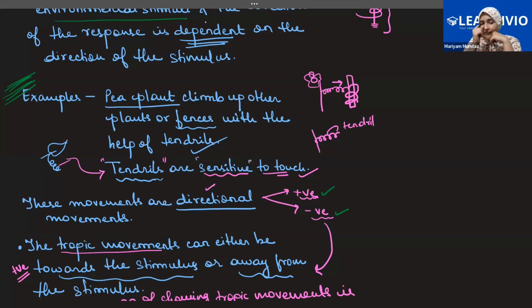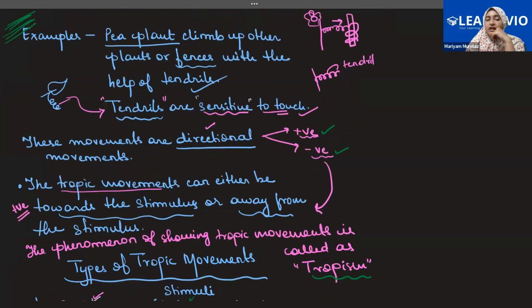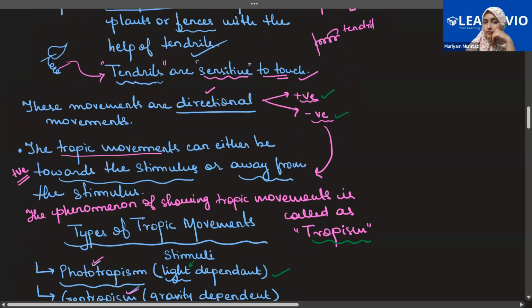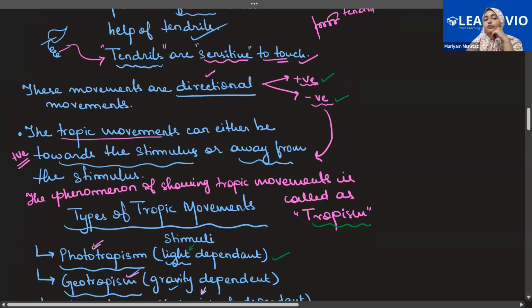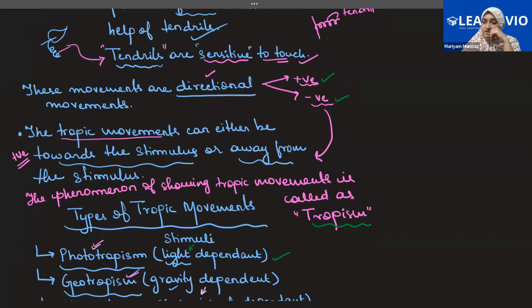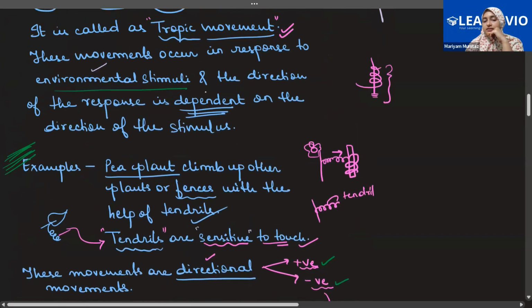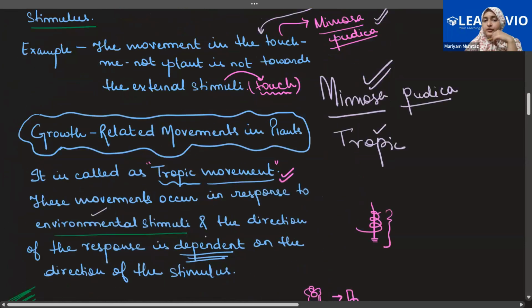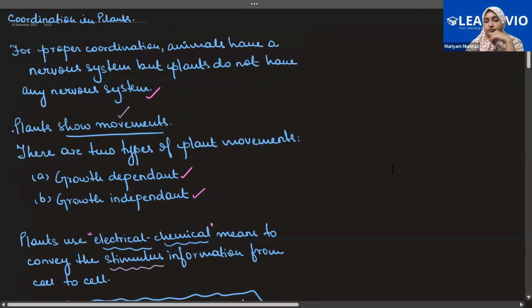Okay, a creeper. Now, the tropic movements are directional movements. Okay, they are directional. Now, their direction can be positive or their direction can be negative. So, positive and negative are the two aspects of tropic movements. Okay, students? Now, you people can note down till here, then we'll move forward.